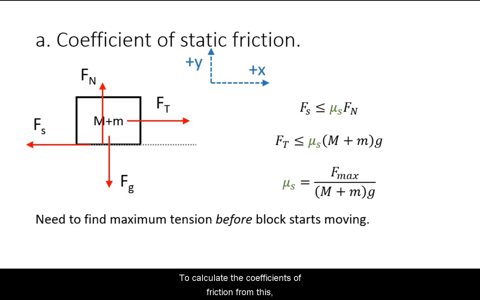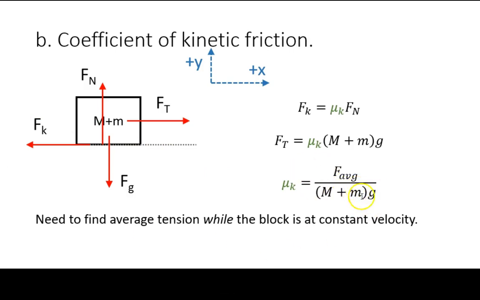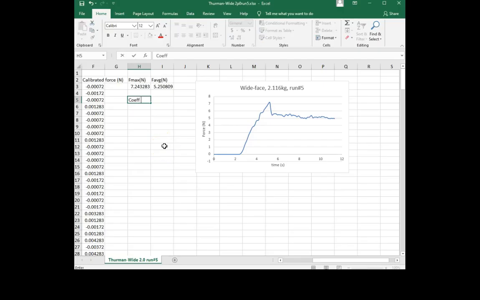To calculate the coefficients of friction from this, all you need to do is divide by the weight of the system. Do not forget to correctly divide G. Don't forget to save.